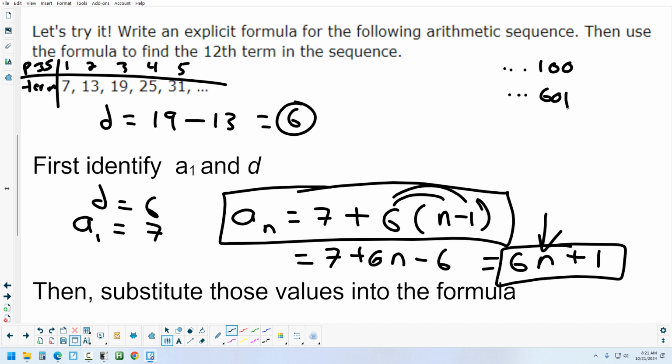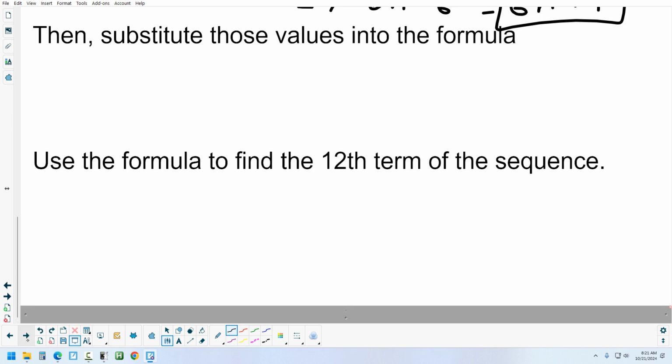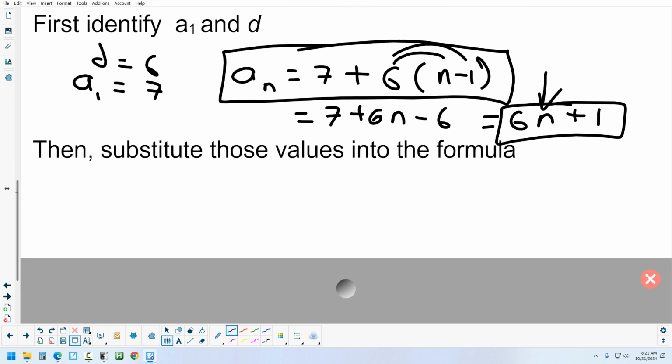Any question on that one? Okay, so we got one. I think we got one more of those. Okay, on the back. Did I skip anything? Oh, it said use the formula. Okay, I did the 100th term. We could have done the 12th term. Sorry, I skipped that.